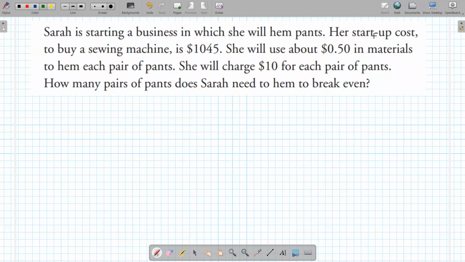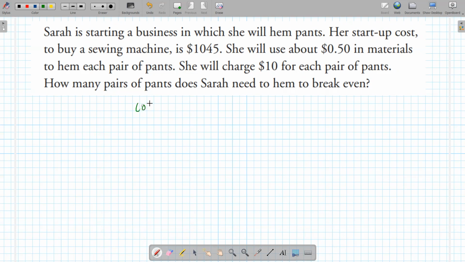Okay, her startup cost is $10.45, and she'll use about 50 in materials for each pant, and she'll charge $10 for each pair of pants. How many pair of pants does she need to break even? What does break even mean? She actually starts to make profit. Yeah, she's not gonna have any profit, but she's also not gonna be in loss. Okay, she's gonna make up her initial costs. That's what it is. We're gonna get two equations here.